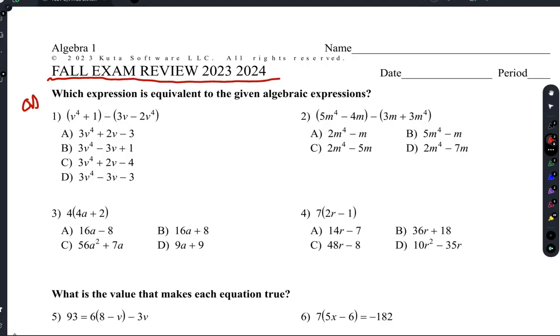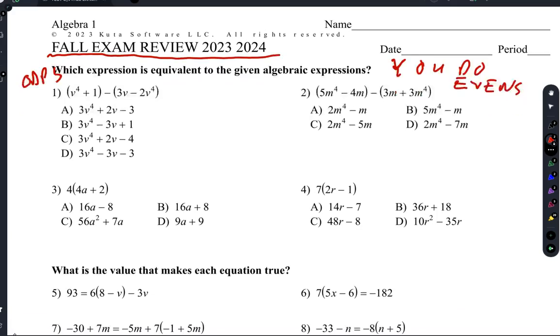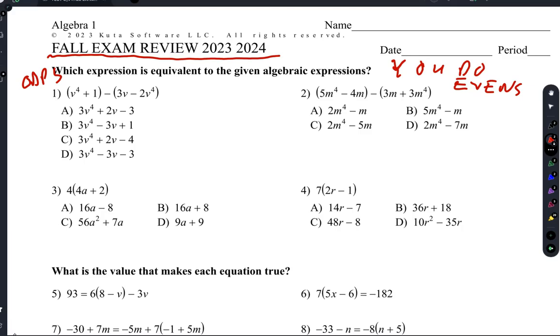I'm going to do the odds, you need to do the evens. So make sure you're doing the evens as I go through this, okay? You're going to have some problems with some polynomials. It's not hard. Let's look at number one.